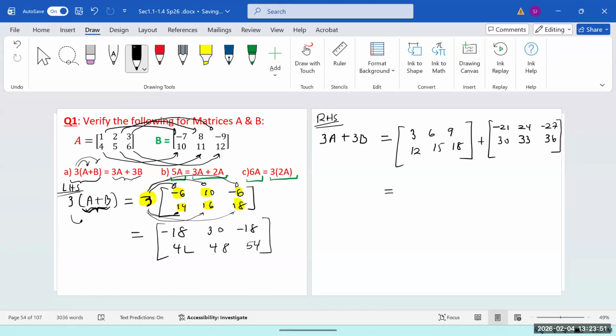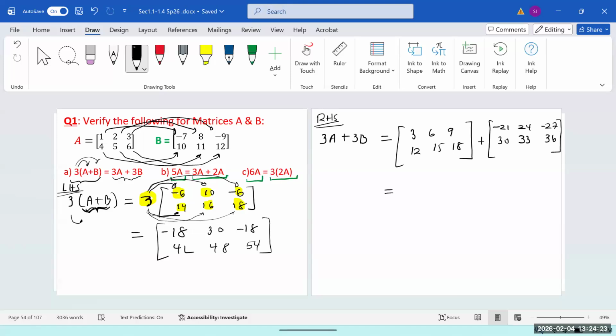Would you like to also add? No. No? Okay, who'd like to add? Yep, Valerie. Valerie, would you like to try 3a plus 3b? I can do it. Okay, Soraya, go ahead.